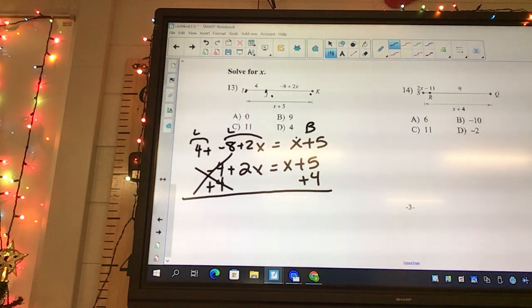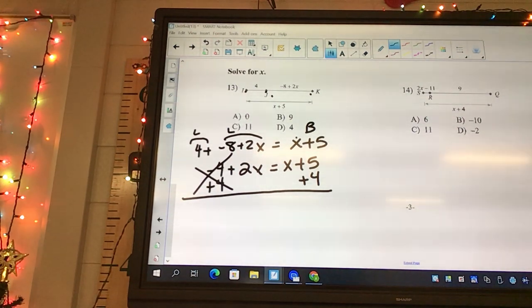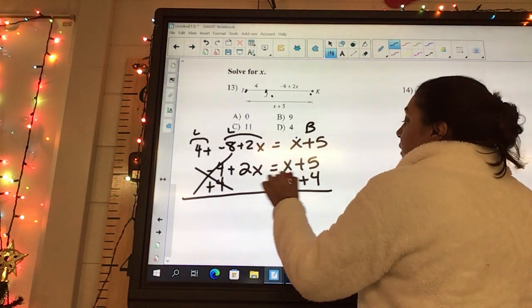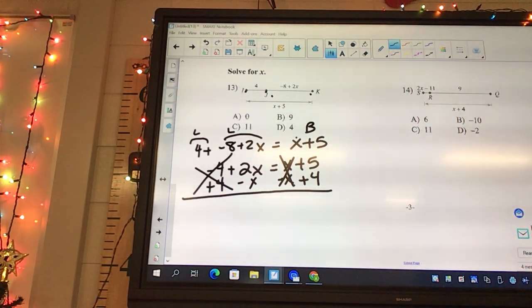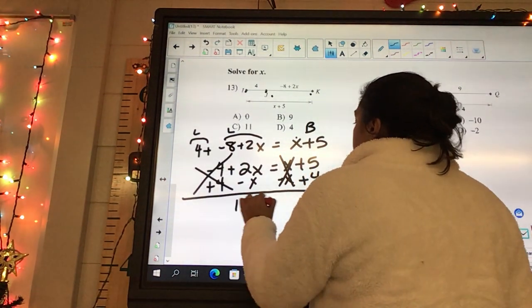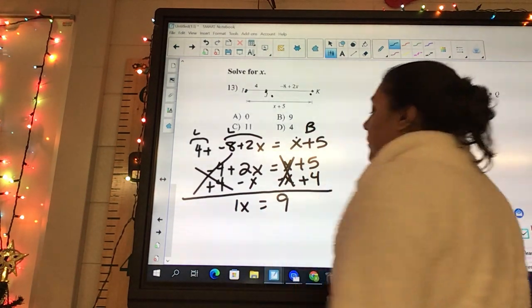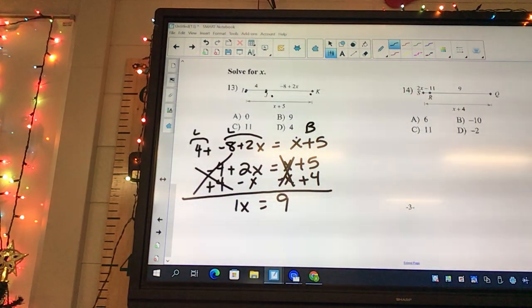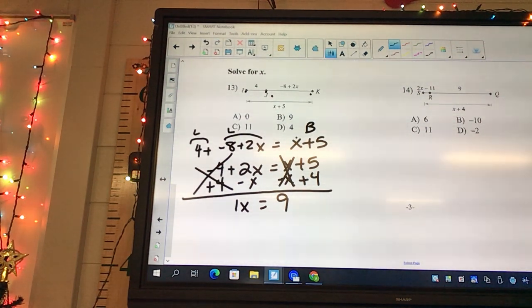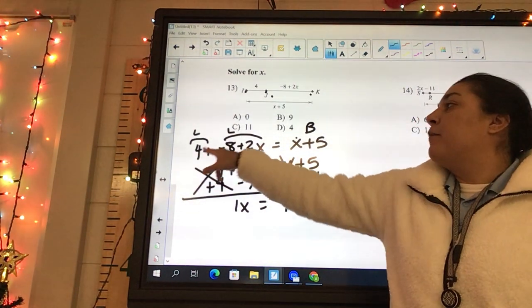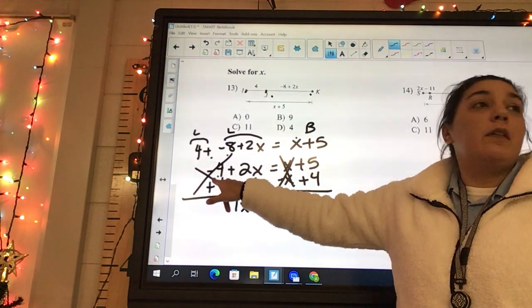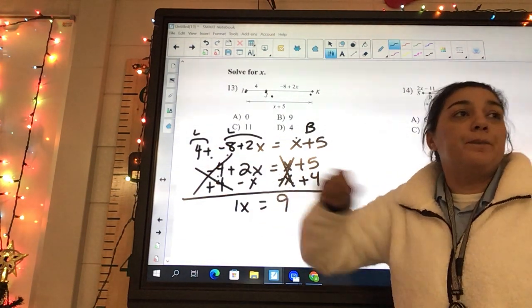What else needs moved? It is a 2x, but that's not what needs moved. This x needs moved. Okay, so 2x minus 1x is 1x. 5 plus 4 is 9. Okay, and then what? So when we combine this 4 plus a negative 8, that gave us a negative 4. So we put them two together.